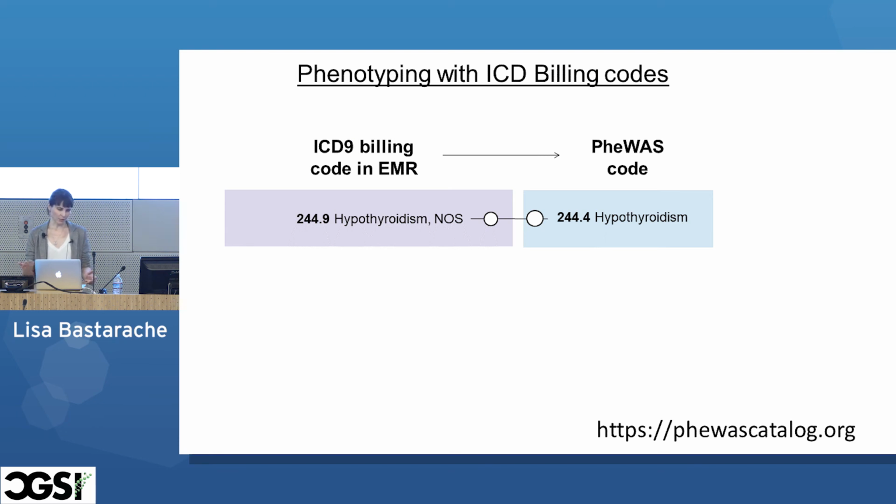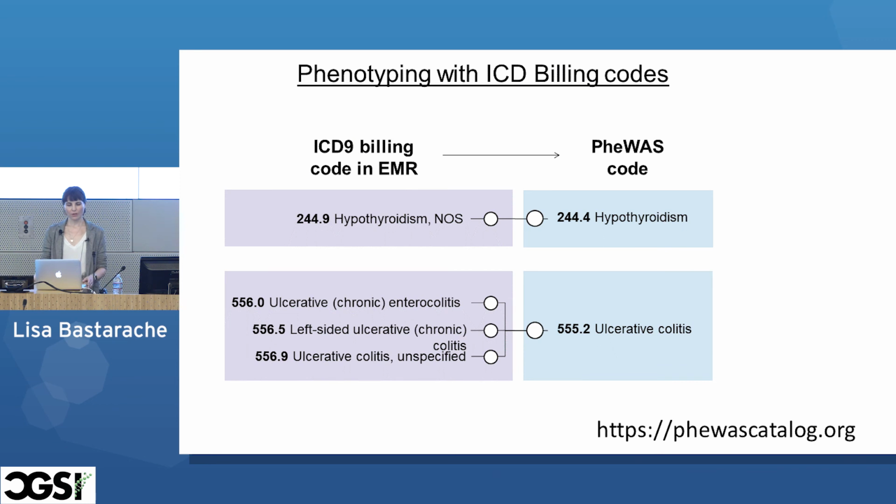For the case of hypothyroidism, there's really only one billing code that is important. It's this 244.9 hypothyroidism NOS. And so we map that to a code that's called hypothyroidism. For other codes, probably tuberculosis being the craziest one, there's hundreds of ways of billing people for tuberculosis. But ulcerative colitis, for instance, there's a way to bill somebody for left-sided ulcerative colitis, then unspecified ulcerative colitis, et cetera. So we group those into one Phecode for ulcerative colitis.